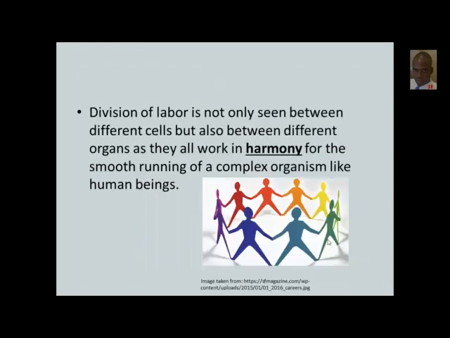So division of labor is not only seen between different cells but also between different organs, as they all work in harmony for the smooth running of a complex organism like the human being. Right? Just like how the image is showing you right there, everybody holds hands and looks like they're in unison. That is what is happening within complex organisms. The cells don't work in opposition to each other, they don't work against each other.